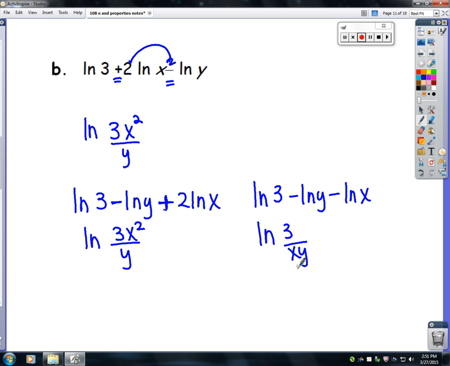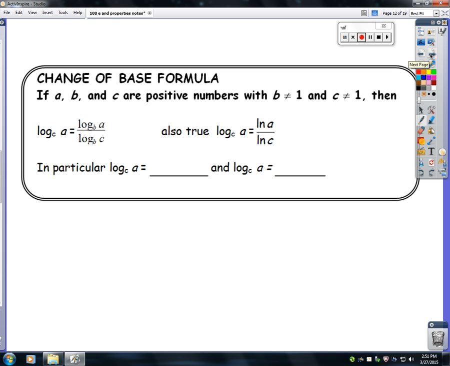Okay, last property we have to learn for these notes. It's called change of base. If a, b, and c are positive numbers with b not equal to 1 and c not equal to 1, then the following expressions are true. If I want to evaluate log base c of a, I can go log base b of a divided by log base b of c. As long as this is the same base, and typically it's going to be 10 because that's a common log and that's what all calculators are able to calculate, then we get an equivalent expression.